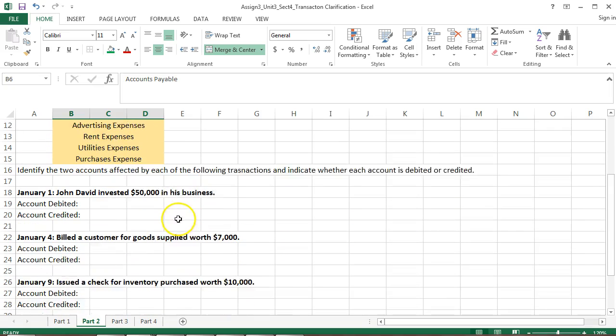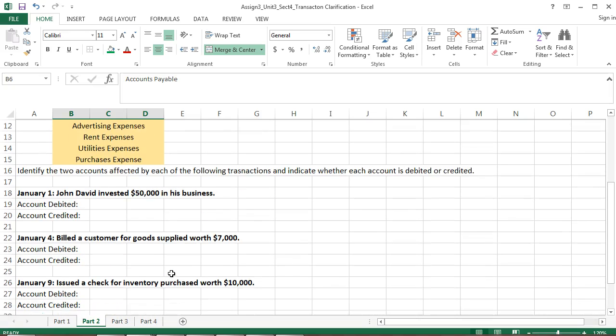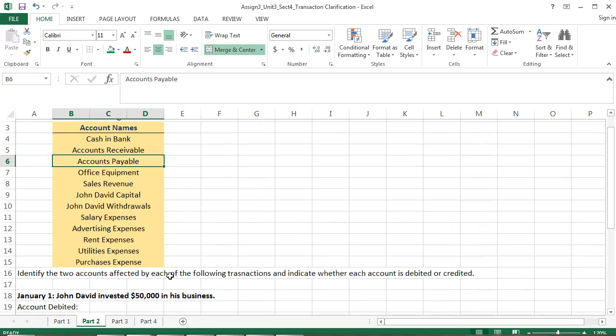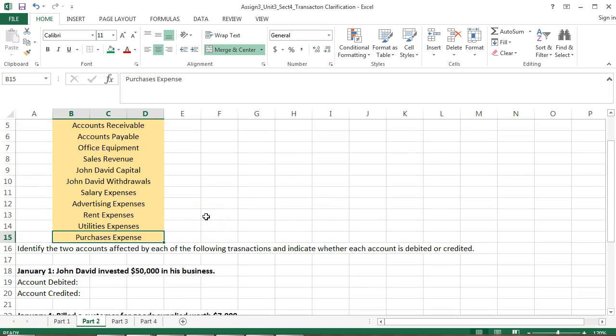If it had said that we are paying off inventory that we purchased a month ago, then that would be affecting our accounts payable. But we are writing a check right now for inventory that we're buying right now worth $10,000. So that money would be coming out of our bank, and something that we purchased, so a purchase expense.